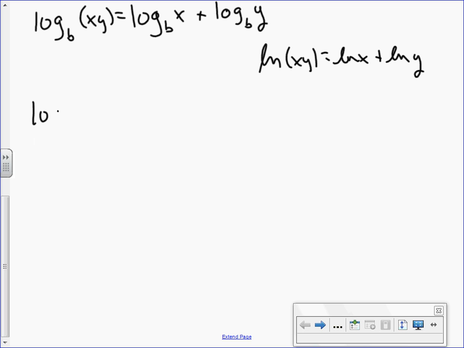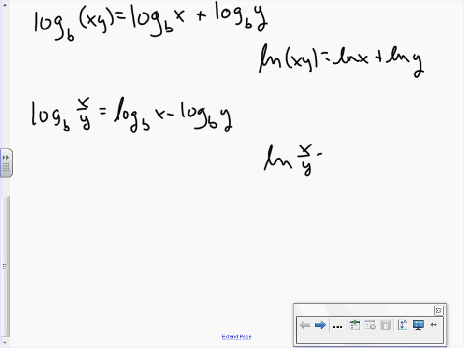3 of these properties. We have the division one, the log base b of x divided by y turns into subtraction. Log base b of x minus the log base b of y. And for natural logs, the same thing. The natural log of x divided by y is the natural log of x minus the natural log of y. And the log base b of x to a power, I'm going to put n here instead of y, is equal to n times the log base b of x.